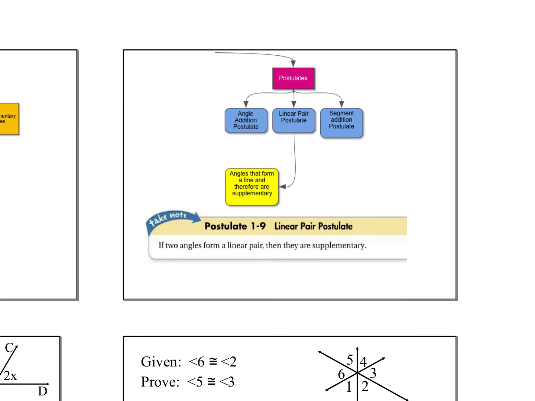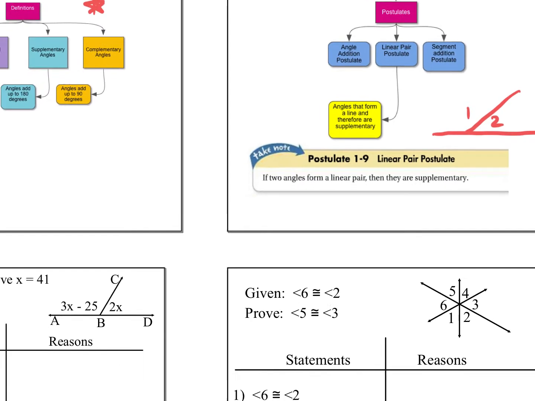So we're going to look at a couple of postulates: angle addition postulate, linear pair postulate, which we've already encountered, and segment addition postulate. All of these guys are important throughout the entire year. Linear pair postulate: two angles form a line. Therefore, they are supplementary. We've used that. We're going to keep using that.